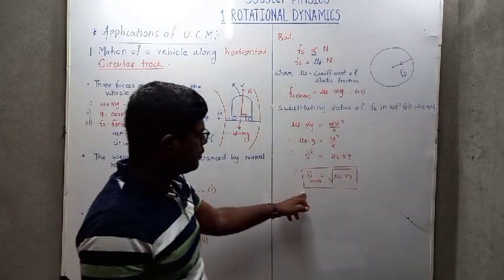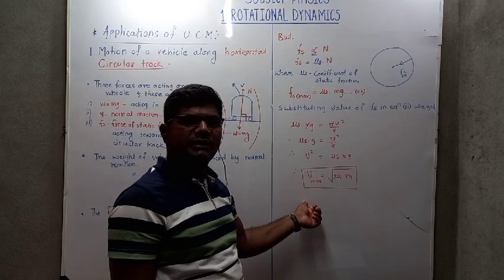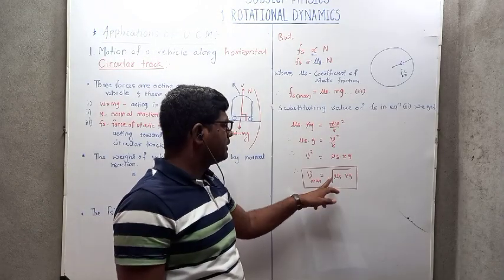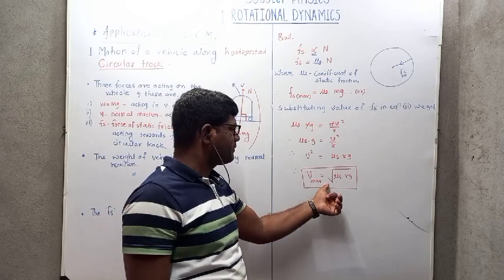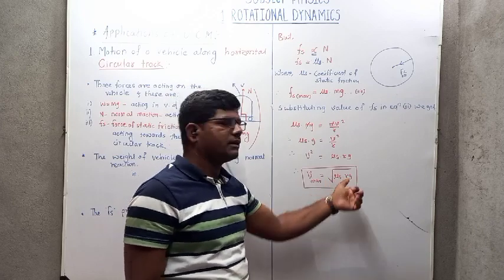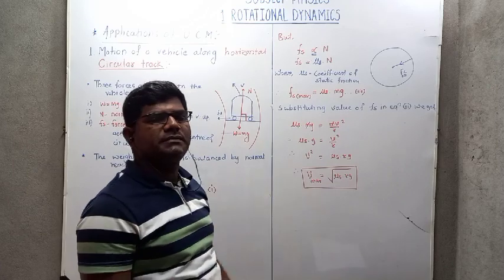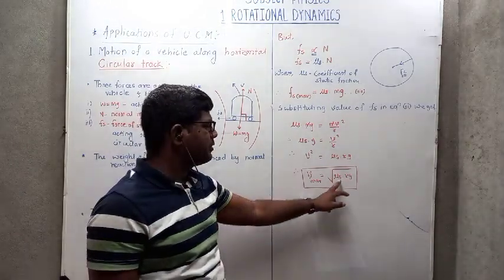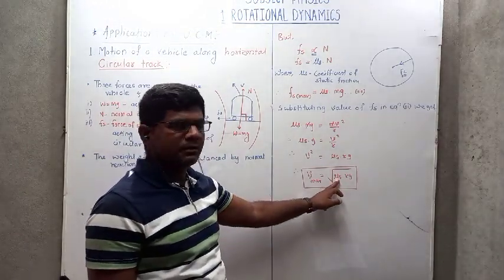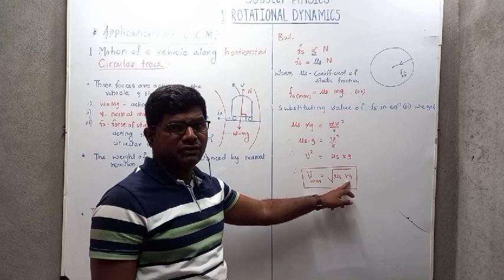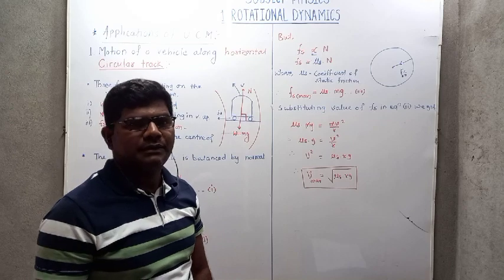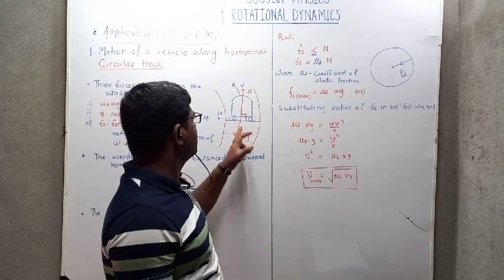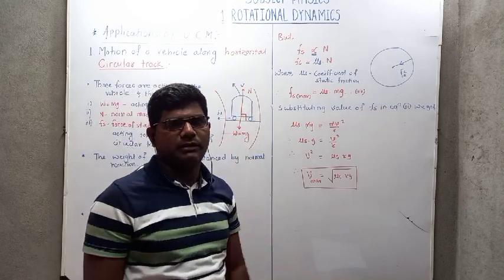This is the expression for maximum safety speed of a vehicle along a horizontal curved road, which is equal to under root mu s rg. This maximum safety speed depends upon the coefficient of static friction, the radius of the circular track, and also the acceleration due to gravity. It is strictly independent of the mass of the vehicle.